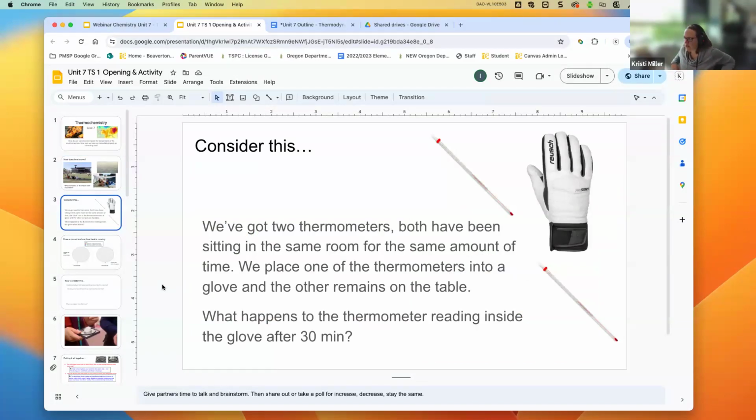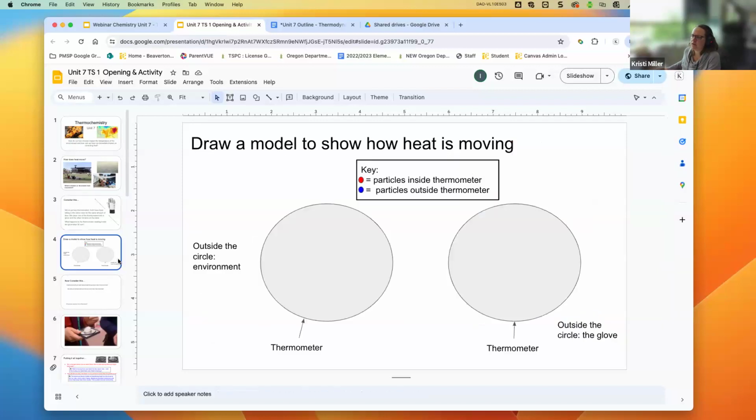I really love this one where we have two thermometers that have been sitting in the same room for a while. Then we place one of the thermometers into the glove, and the other one remains where it's been sitting this whole time. Then we ask the students, what happens to the reading after it's been sitting in the glove for 30 minutes? People talk about that and brainstorm ideas, and then they make a prediction. Okay. Then we go on and do some other things.